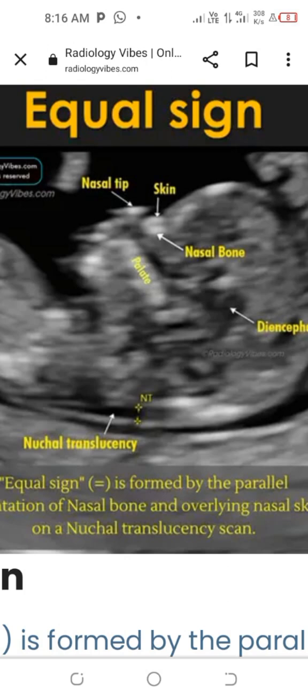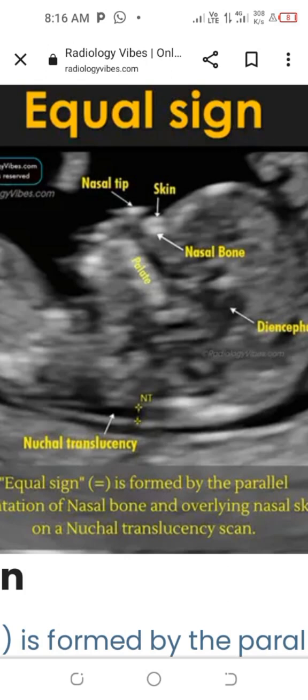How is it performed? The fetus should be in the mid-sagittal imaging plane. The following structures should be visible as labeled in the image shown here: first of all, the skin, two parallel lines, nasal bone, nasal tip, hard palate, and diencephalon. At the bottom of this picture, you can see the two parallel echogenic lines where the nuchal translucency is measured.